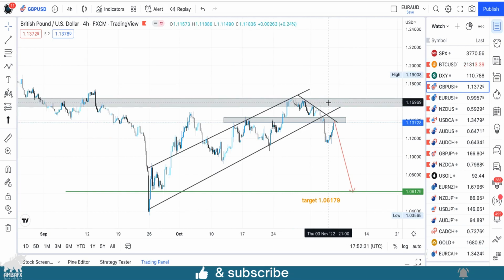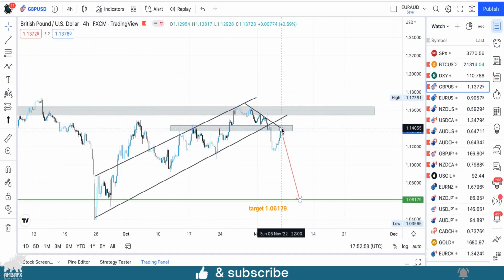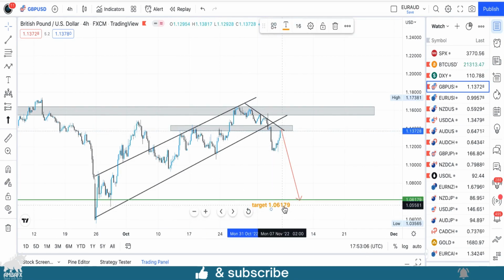But we have a very strong level at 1.15929, so you should be wary of that level. I'm not going to put a buy on GBP USD unless I break this particular area. Then if we have a retest, I will buy and put my stops below. So this is what I can see on GBP USD right now. I can see we might see a rejection at this particular area, and then my target is 1.06179.